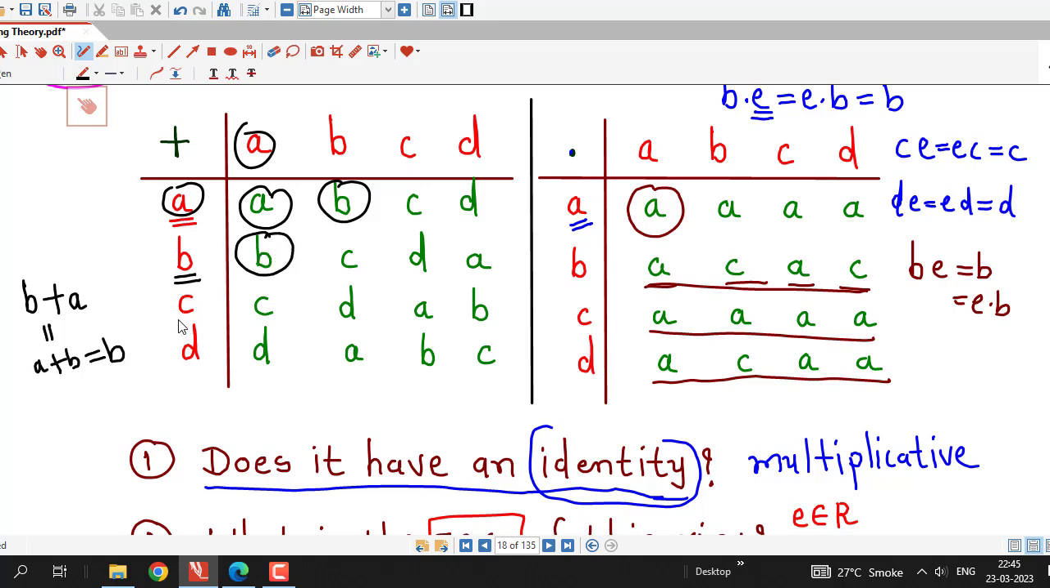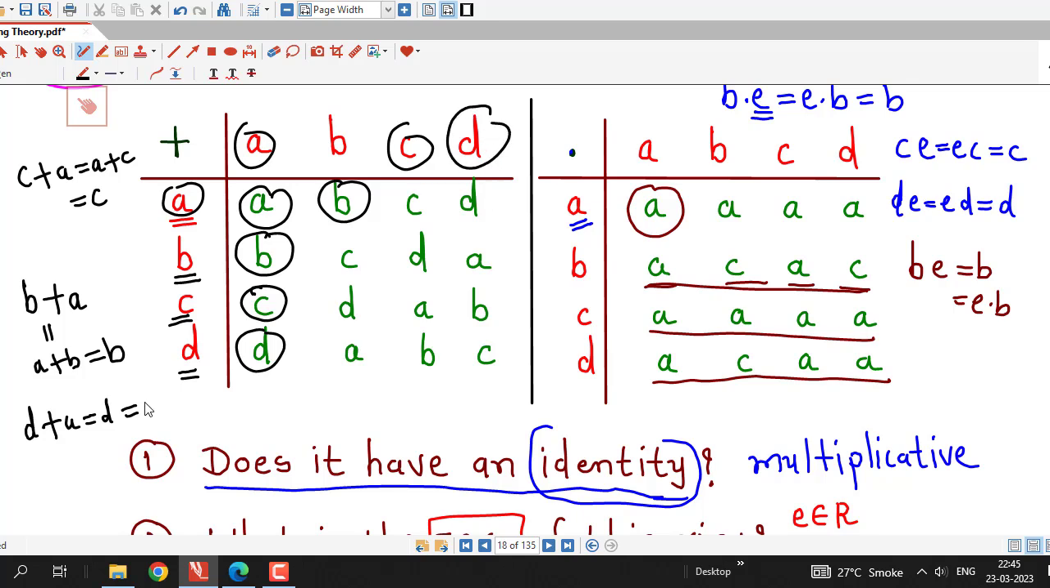Similarly, if we consider C plus A, then we obtain C, and A plus C is also C. That is C plus A equal to A plus C equal to C. And for D also we have D plus A equal to D, and here I can check A plus D is also D. Therefore we can say that this A is the additive identity.